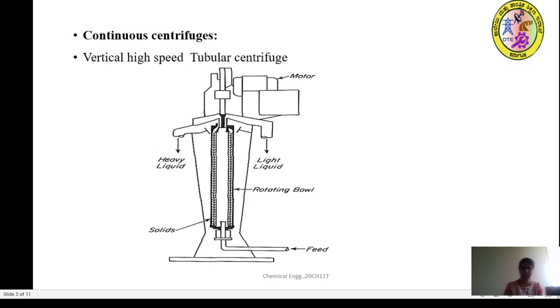Here there is a motor, the heavy liquid and the light liquid, the rotating bowl, and the solids. The motor helps in the rotation. This is a tubular centrifuge, a tubular basket, a rotating bowl or basket. And two spouts have been given on the left side and the right side, one for the heavy liquid and the other for the light liquid.